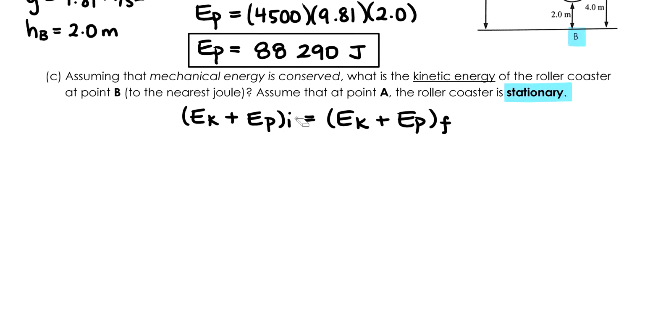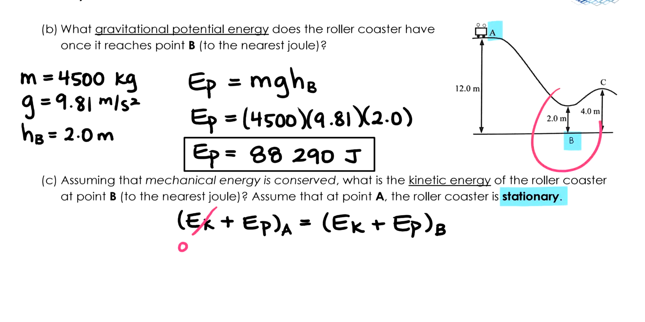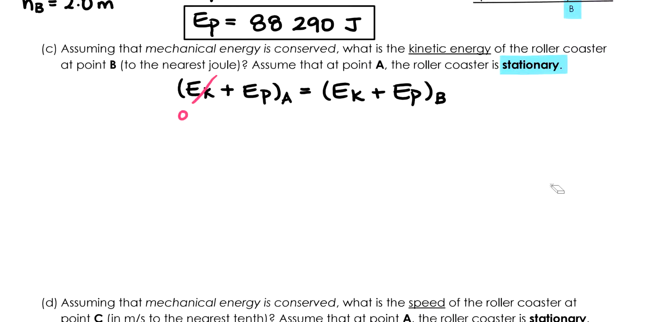I'm going to erase I for initial and F for final and replace it with A and B. Which of these quantities are zero? At the beginning of the lift hill, before the roller coaster is released, it's not moving, so the kinetic energy is zero. At point B, the roller coaster is moving and it is still above the ground, so we cannot cross off either of these quantities.